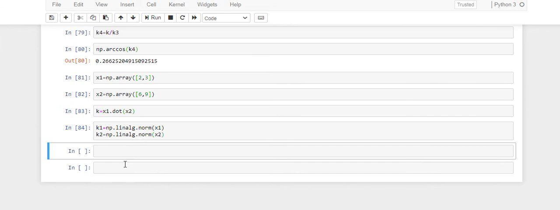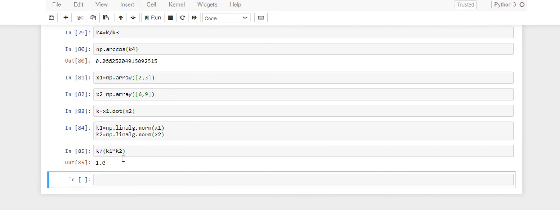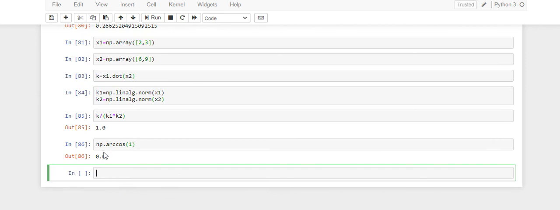So here we have our dot product and the vector mods. Let's calculate the value: k divided by k1 multiplied by k2. You can see it is exactly 1. So for 1, the angle is 0. If you find 1, you can say the angle is 0. It means both vectors are similar. That's why we find the angle is 0, because we calculated the similarity. If the angle is 0, it means both vectors are on the same line.